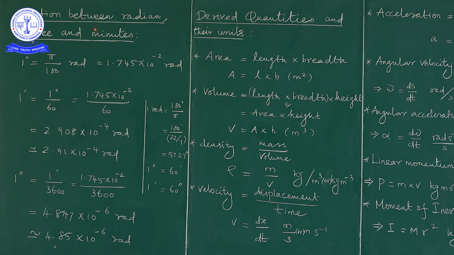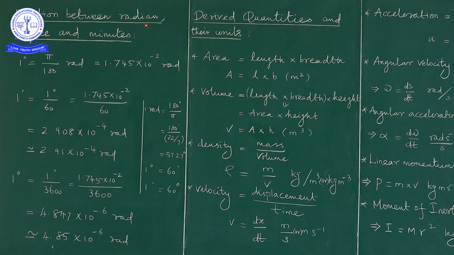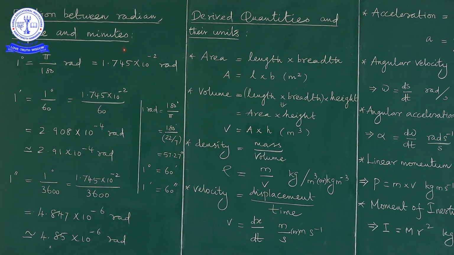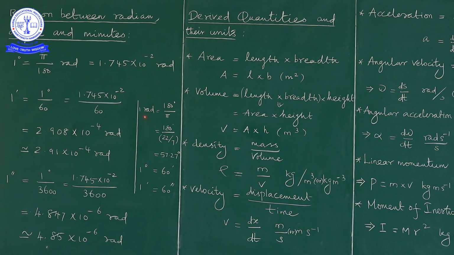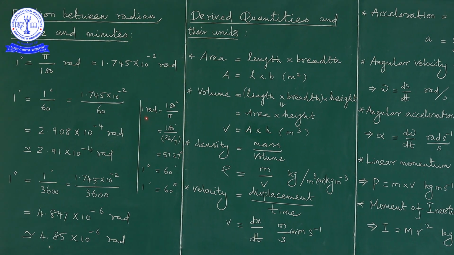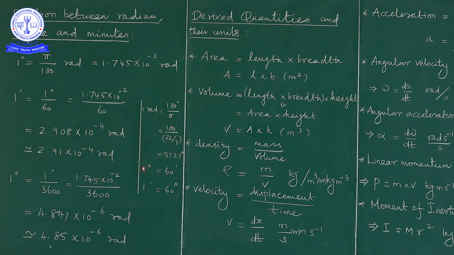Now we are going to learn about the relation between radian, degree and minutes. So it is a concept in mathematics also. We can call them radian, degree and minutes. Look here, the conversion of radian into degree, degree into minute, and minute into second.